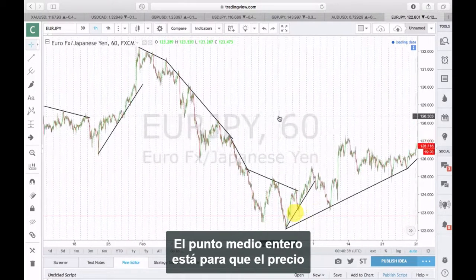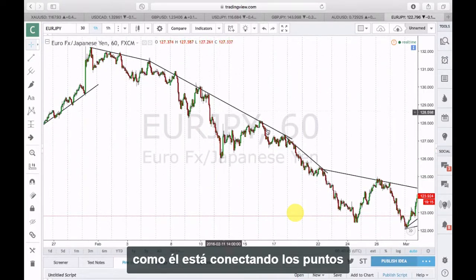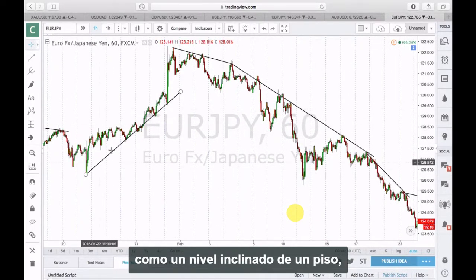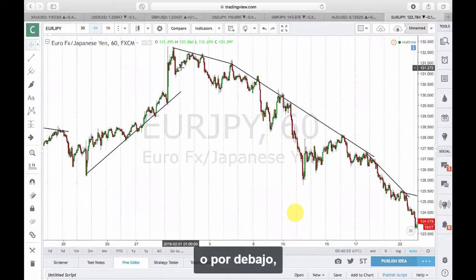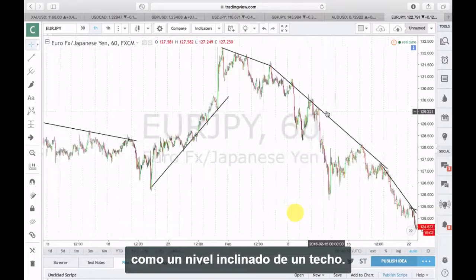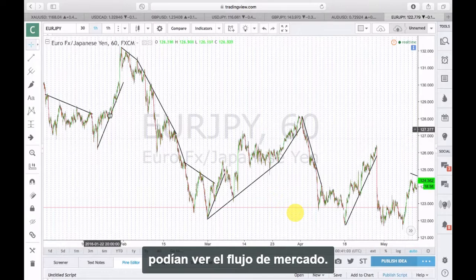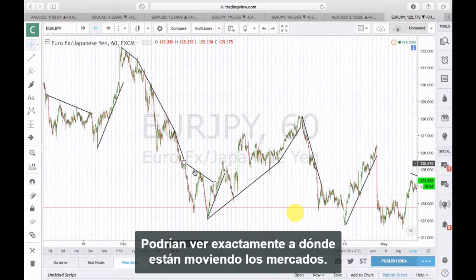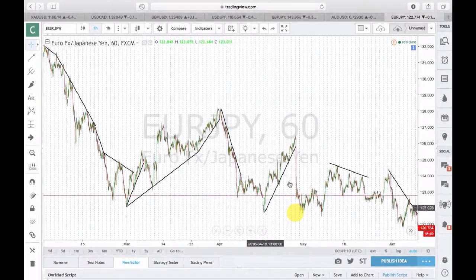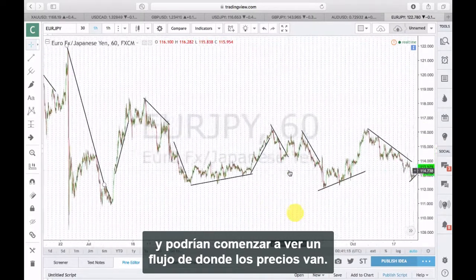The whole main point is for price to touch and connect, like connecting the dots, where price will either be above, like a slanted level of a floor, or underneath, like a slanted level of a ceiling. And as you can see here, just from zooming out, you can see the market flow. You can see exactly where the markets are moving to. You can pretty much see it by these lines, whether it's going up or going down, and you can start to see a flow of where price is going.